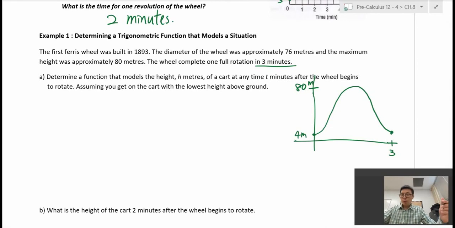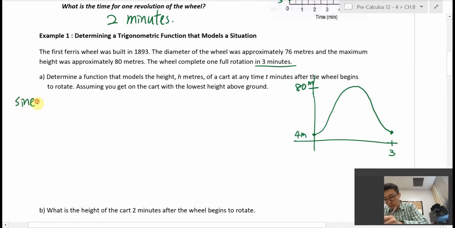So what I'm going to do now is write down all the information that I have, okay? Now, part A says determine a function. So for the first question, I'll actually show you both the sine function and the cosine function, because we can do both, okay? So sine and cosine.